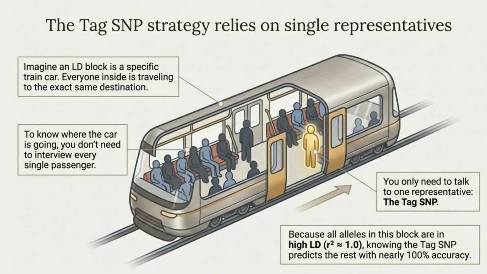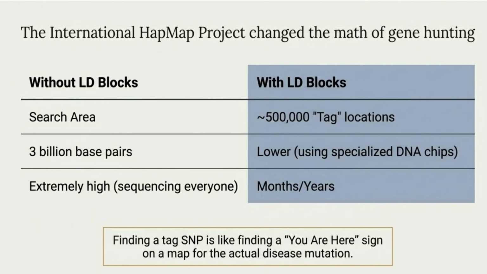Let's just take a second to absorb the sheer power of this shortcut. Before we understood LD, if you wanted to find a disease gene, you had to search through all 3 billion letters of our DNA. It was a monumental task. But then the International HapMap project used this strategy and realized we only needed to check about 500,000 of these tag locations to get a great map. That completely changed the game. Honestly, it was a revolution.